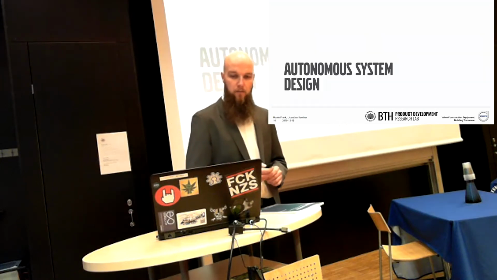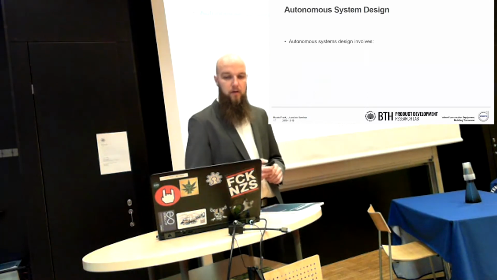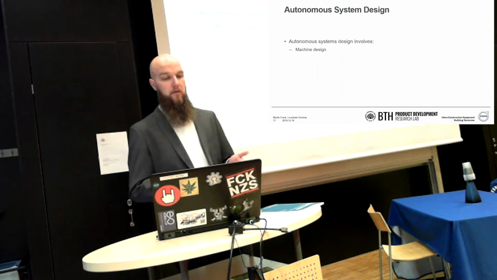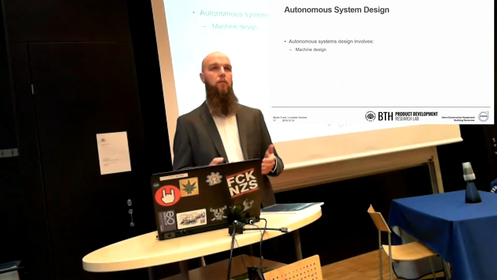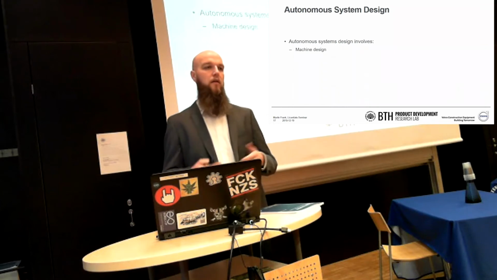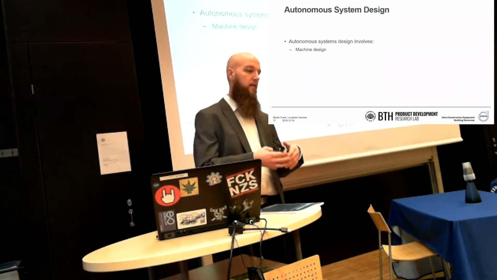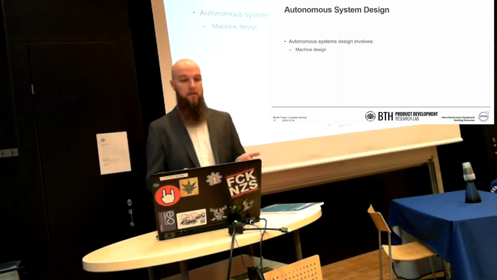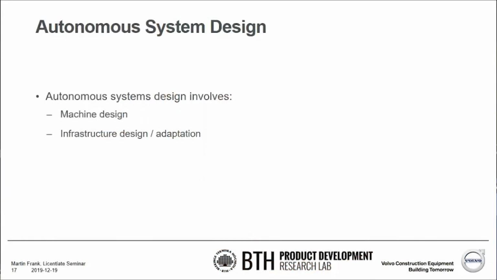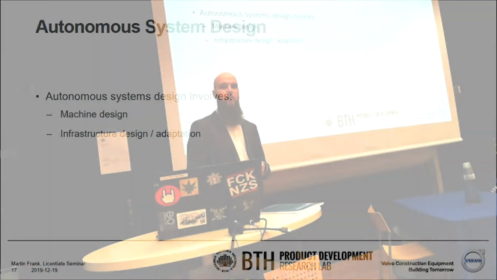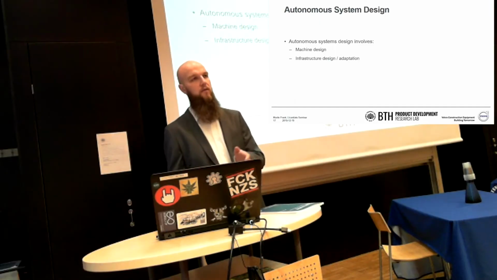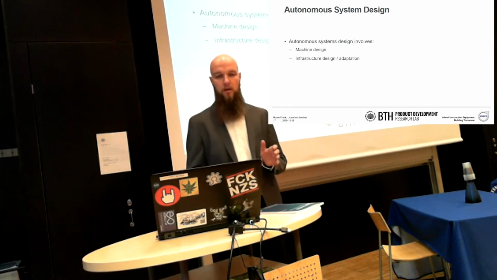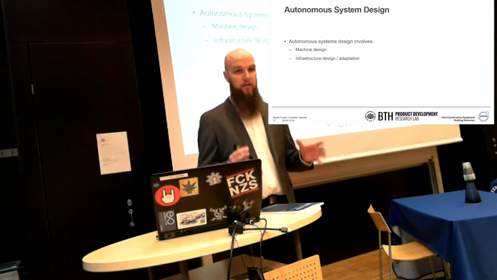So let's start a little bit with autonomous system design. Autonomous system design involves, for sure, the machine design. So we should come up with a design for an autonomous machine that is carrying out a task that it should do. The job to be done, so to say. But we also need to think about infrastructure design. Do we start from a fresh field and are we doing a kind of groundbreaking activity, or do we have an existing infrastructure that needs to be adapted to the new autonomous situation? So this also needs to be involved in the overall design of the autonomous system.